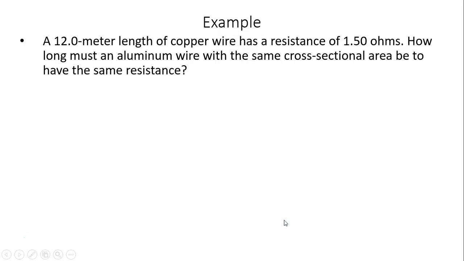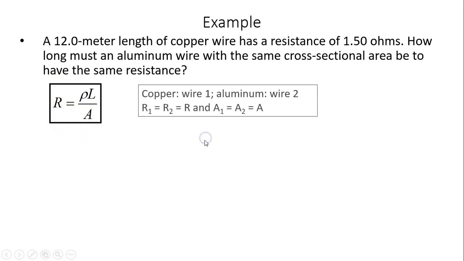Another example, a 12-meter length of copper wire has a resistance of 1.5 ohms. How long must an aluminum wire with the same cross-sectional area be to have the same resistance? So we have the same resistance and the same cross-sectional area. We know R and A have to be the same. Copper wire is wire 1, aluminum wire is wire 2. R1 equals R2, they have the same resistance. And they also have the same area.